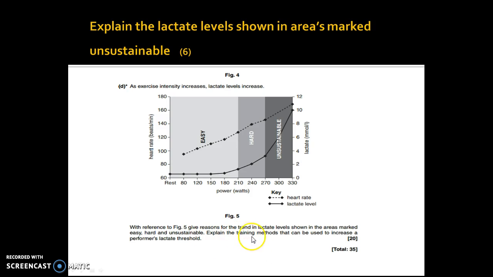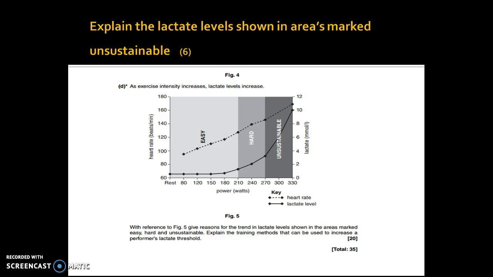So as you see here, explain the training methods that can be used to increase a performer's lactate threshold. I talked to you about that in the revision sessions in half term: anything to do with improving lactate threshold is ultimately trying to make you aerobically fitter. So the point where lactate accumulates is going to be later. For that to happen, we need to be able to work easily for longer, and to do that, we need to be aerobically fitter. Anyway, that's going away from this question.